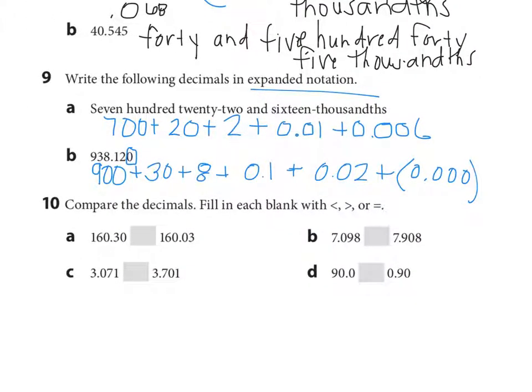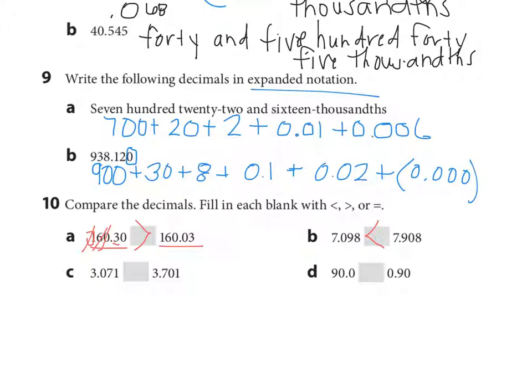The final one, number 10, compare the decimals. Fill in each blank with a less than, a greater than, or equal. So comparing these two decimals, I see the 1 is the same, 6 is the same in the tens place, the 0 is the same in the ones place. Now let's come here to the hundredths place. I have a 3 right there and a 0. So which is greater, 30/100ths or 3/100ths? That's right, 30/100ths is greater. Let's look over here, 7 and 98 thousandths versus 7 and 908 thousandths. Which is greater? That's right, the number over here, the second one.